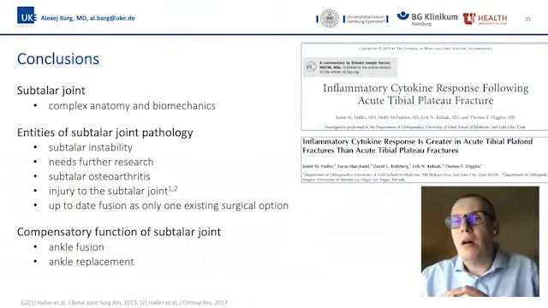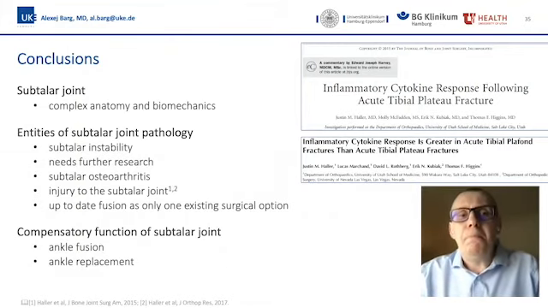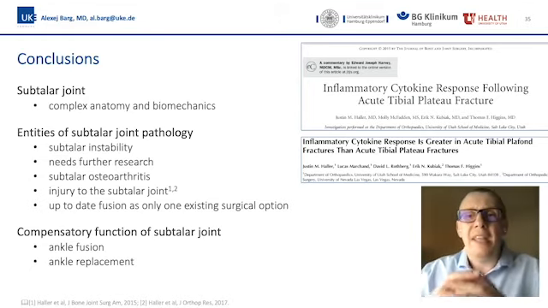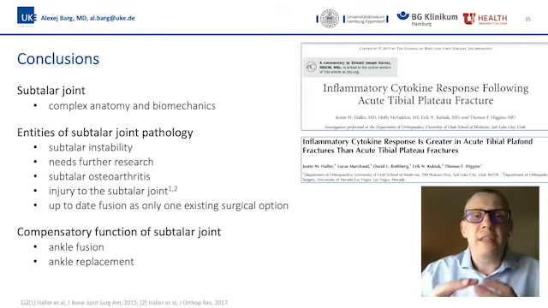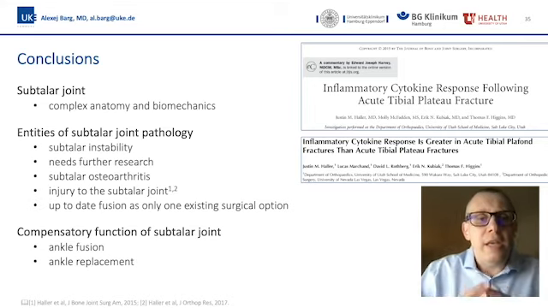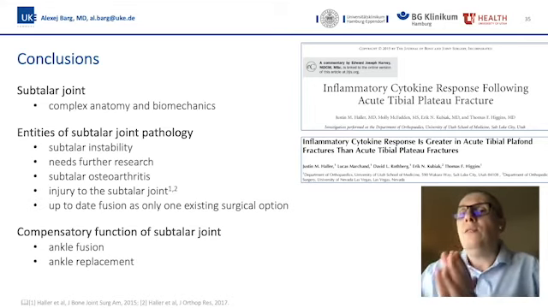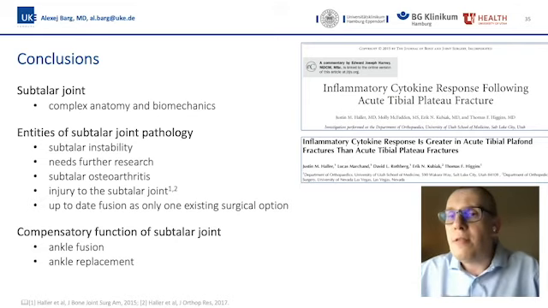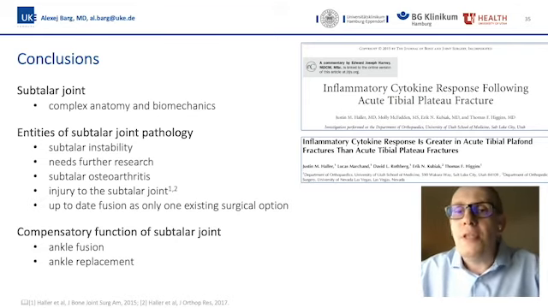So to conclude the talk, we can say the subtalar joint has a complex anatomy and biomechanics. There are different entities of subtalar joint pathology. For example, subtalar instability, which definitely needs further research. Then subtalar osteoarthritis, and here injury plays a very important role. And I just want to speak very briefly about these 2 papers, which have been done by Justin Haller, another traumatologist here at the University of Utah.